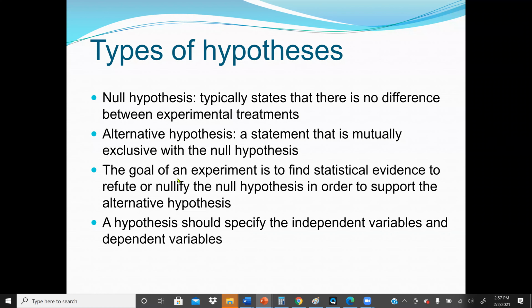So as we mentioned earlier, the goal of an experiment is to find evidence to either refute or nullify the null hypothesis. So our goal is either to reject or accept the null hypothesis. Now, if we reject the null hypothesis, then we have more support for the alternative hypothesis. And everything is based on the level of significance and the p-value. So hypothesis should specify the independent variables and dependent variables also.